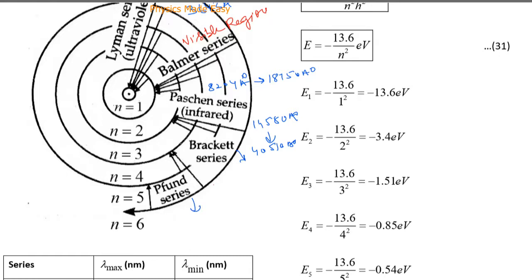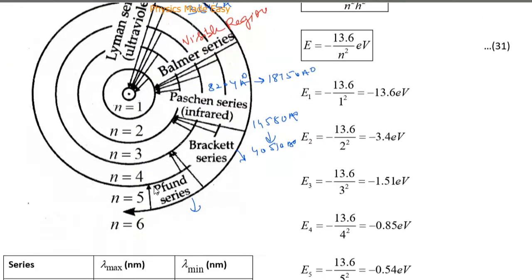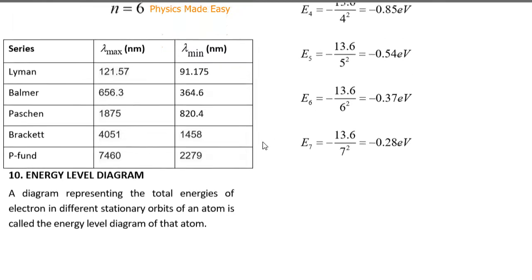And let me revise. If the electron jumps from a higher level to the first level, it is the Lyman series, to the second level the Balmer series, to the third level the Paschen series, to the fourth level the Brackett series, to the fifth level the Pfund series. Now I shall be drawing the energy level diagram. And this range is very important.